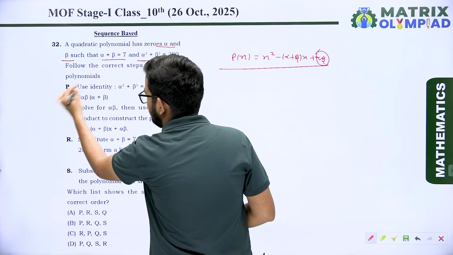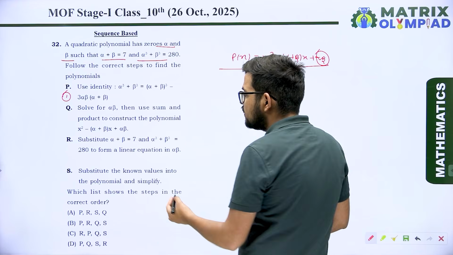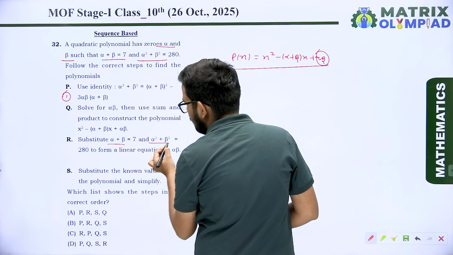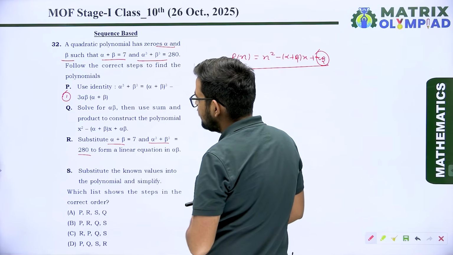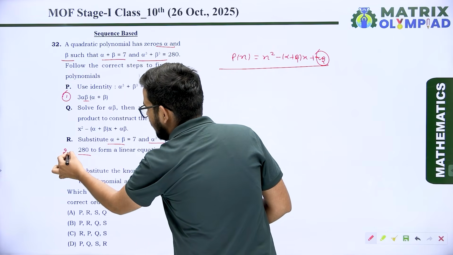So first step will be P, and after that you will put the value of alpha plus beta and alpha cube plus beta cube in this identity, so you will get the value of alpha beta. So second step will be R.